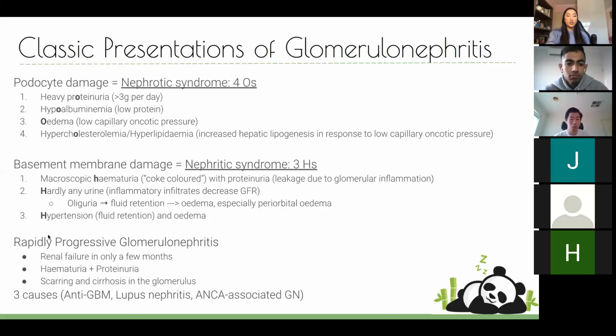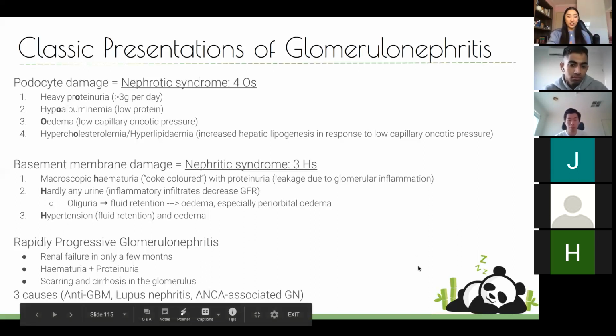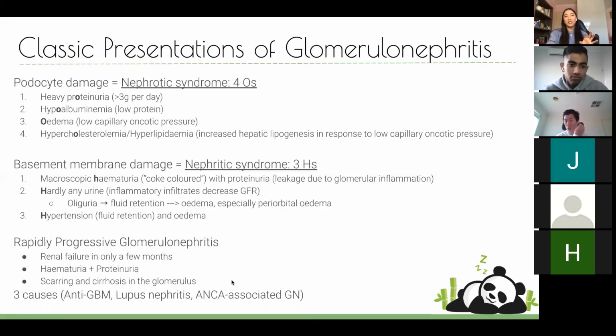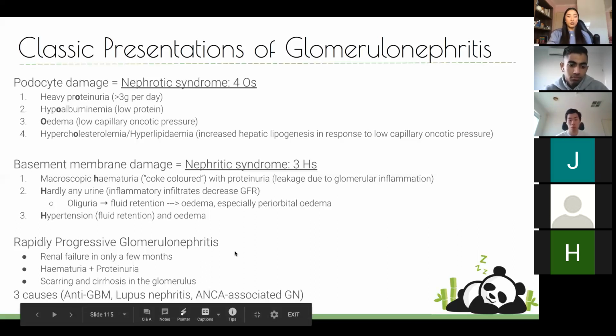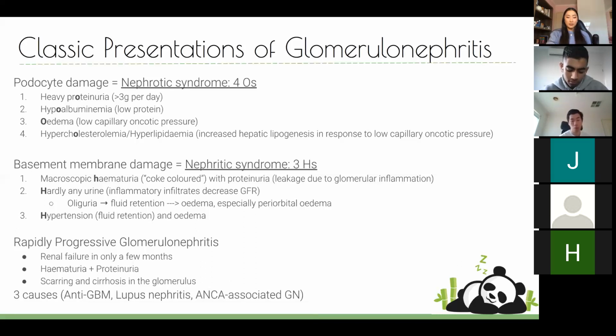And then you've got this third category, which is rapidly progressive glomerulonephritis. It's when the damage is really bad and really sudden, and you just get rapid failure. Everything just goes to shit. So you have hematuria and proteinuria, and you get scarring and sclerosis in the glomerulus. And it's this characteristic crescent appearance on biopsy. There's 3 things that cause rapidly progressive glomerulonephritis, and we'll go over each of them. But you've got anti-glomerular basement membrane, lupus nephritis, and ANCA-associated glomerulonephritis.